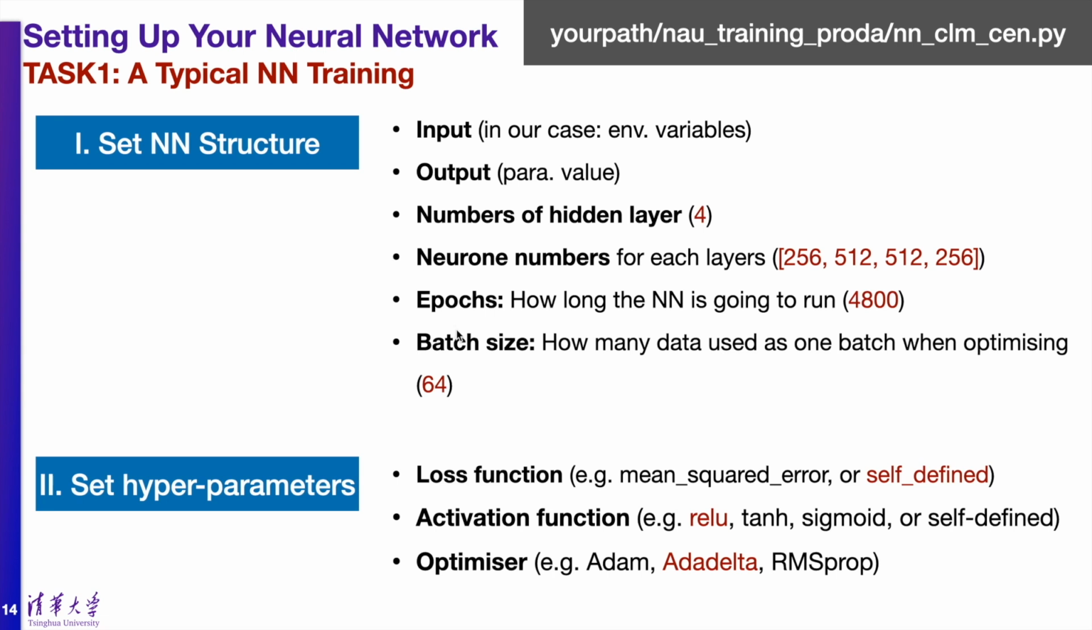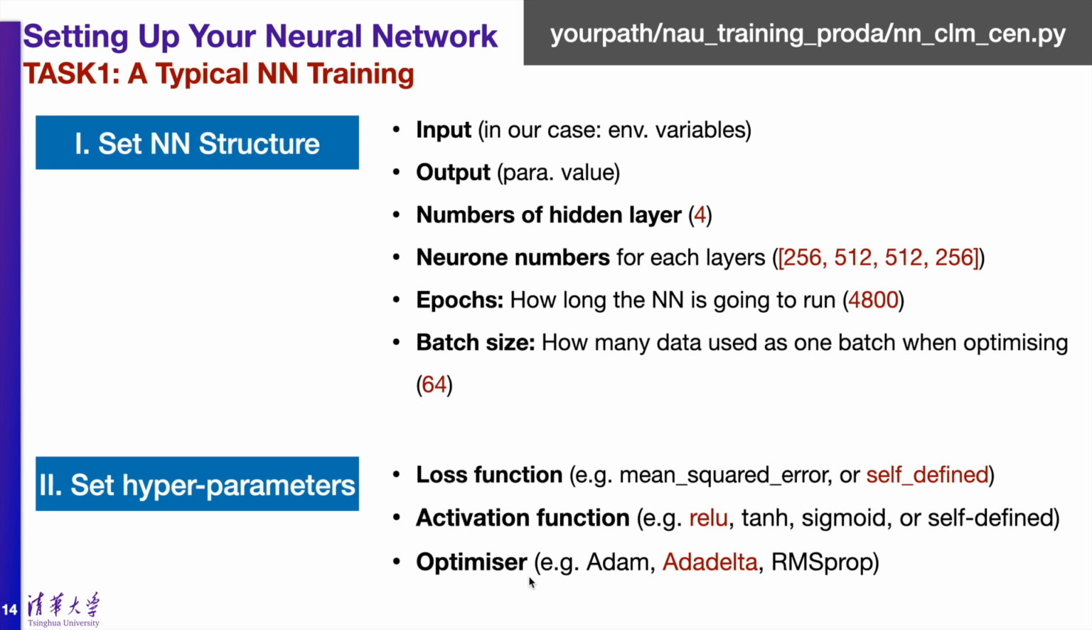At the same time, we can also change the hyperparameters to optimize the neural network. For example, you can determine your loss function, activation function, and the optimizer. Let's first have a try on a typical neural network used in my research.